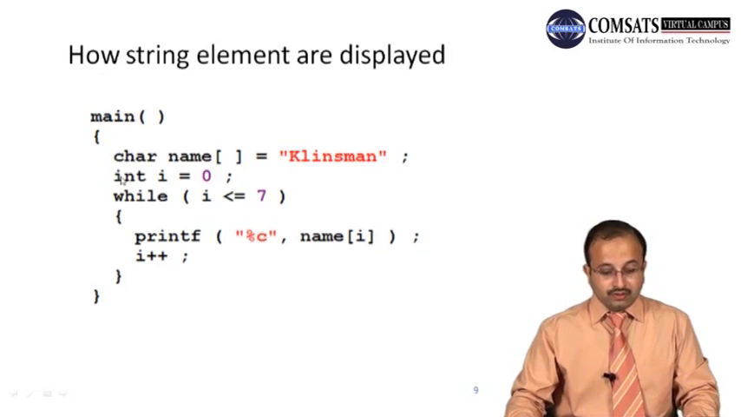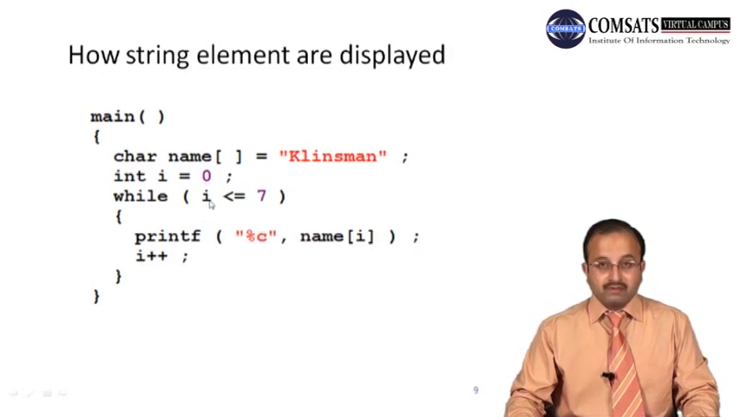Then you initialize i with 0 and i is less than or equal to 7. printf %c, name of i. So initially the value of i is 0 and you are going to print the character at that memory location. So name of 0, the character we have there is k, that will be printed, and then the value of i will become 1.